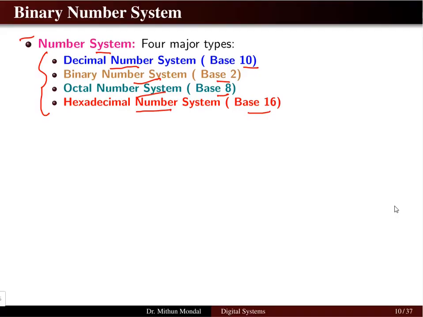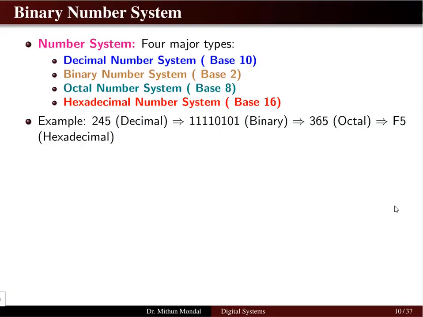So in day-to-day life, we generally use the decimal number system, and in this topic we will focus on the binary number system. In future, we will take the octal and hexadecimal when we discuss the digital system in more detail. Now let us take an example so that we can appreciate how these number systems are different. For example, the decimal number 245 can be written in binary form comprising various 1s and 0s.